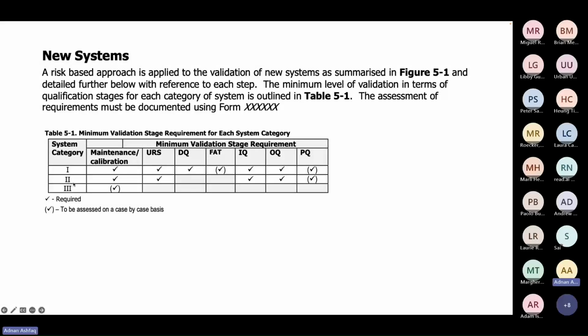And then if you've got a category 2, where you wouldn't do a design qualification or the factory acceptance, that's probably something that's off the shelf. So you wouldn't have it customized for you. So you would go straight into, from a URS, you would go straight into the qualification. And then the least risky would be something that you would just have off the shelf, and there would be no validation required, and you would just do maintenance calibration.